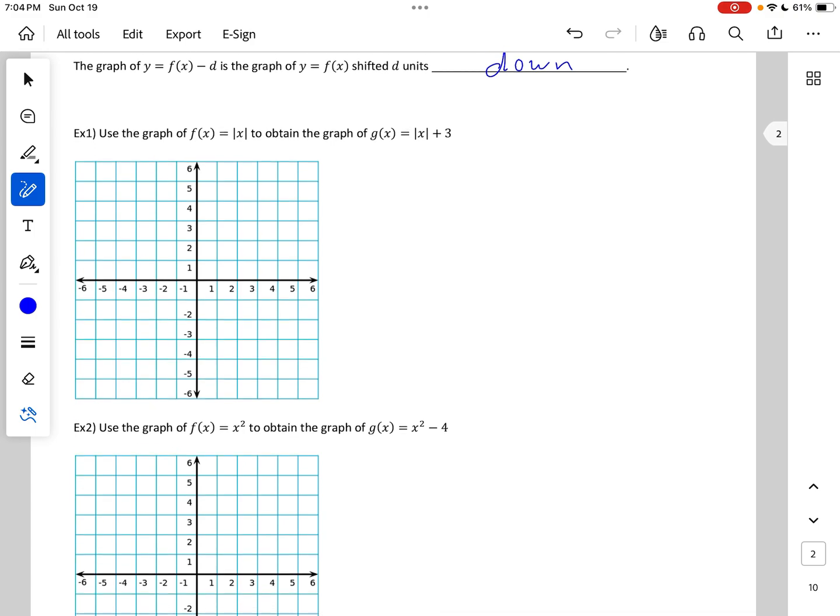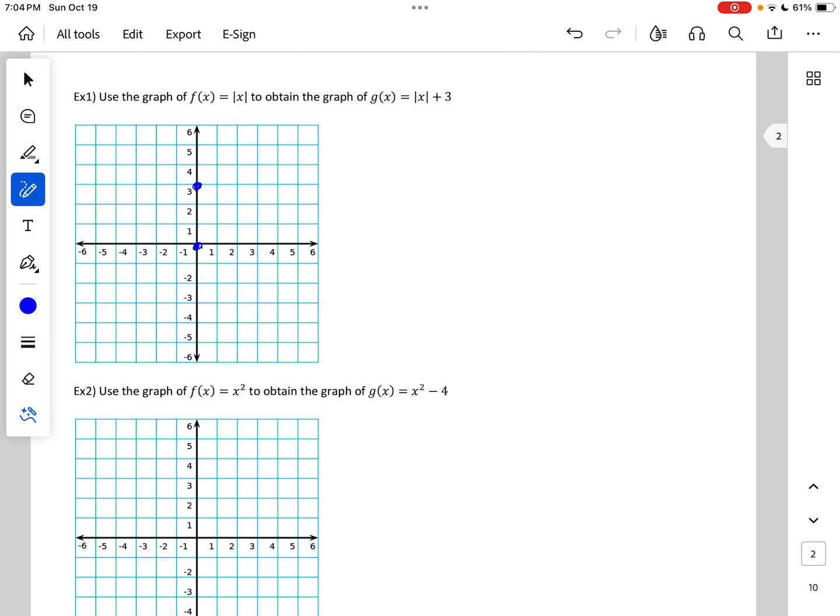Okay. So if we have the absolute value of x, well, normally that's going to be our V right there coming off at the origin, right? So I can take this and I can shift my origin up 3. So I'm just going to go 1, 2, 3. Now here's my origin. My absolute value has a slope of 1, and it's going up that way and up that way. Let's just put our arrows there.